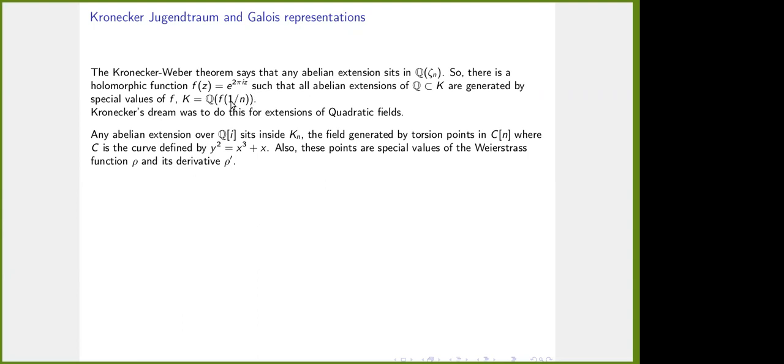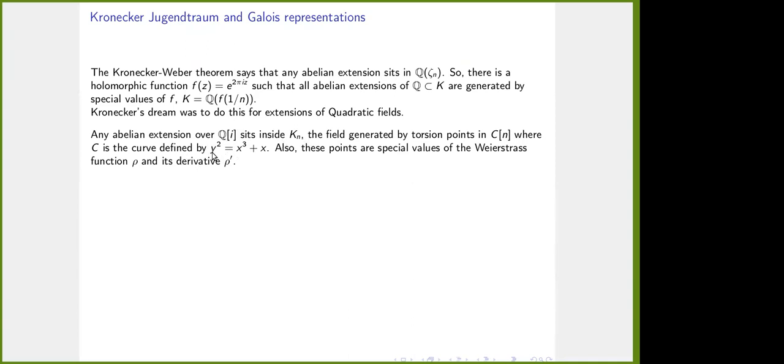Kronecker's dream was to do this not just for Q, but for quadratic extensions of Q, for instance Q(i). For those, the elliptic curves come into the picture. Any abelian extension over Q(i) sits inside K_n, where K_n is the field generated by the torsion points of this particular elliptic curve. That itself is interesting, that any abelian extension sits inside K_n. That's an analog of class field theory over Q(i).